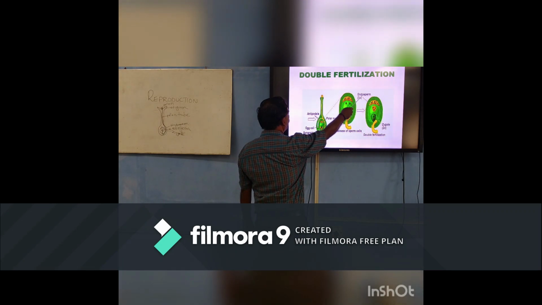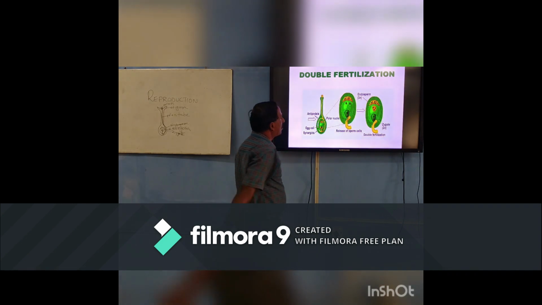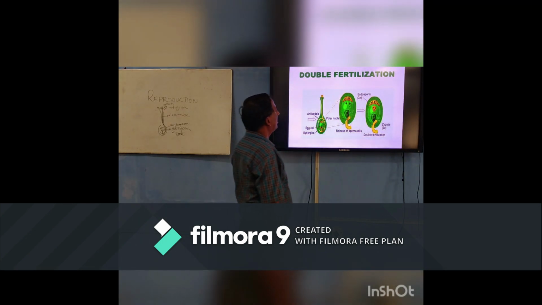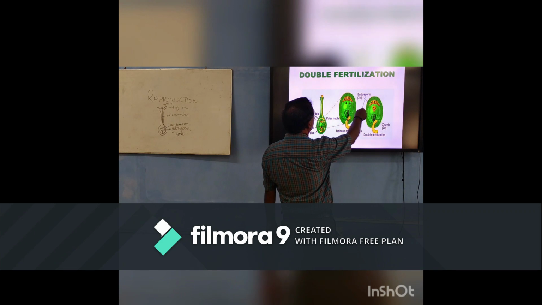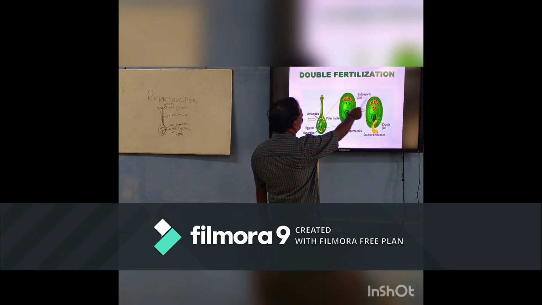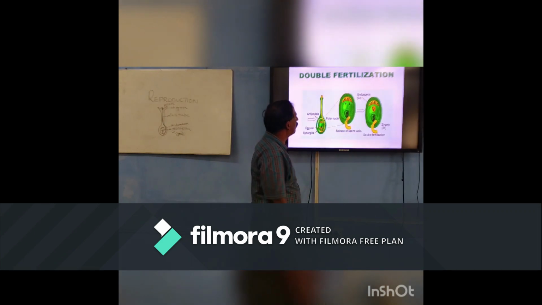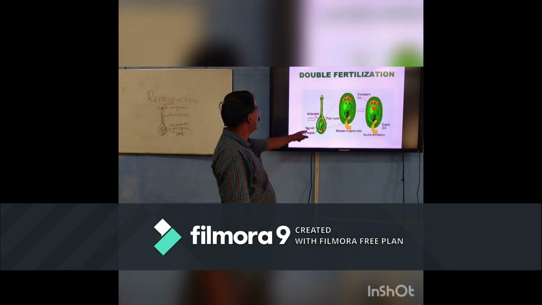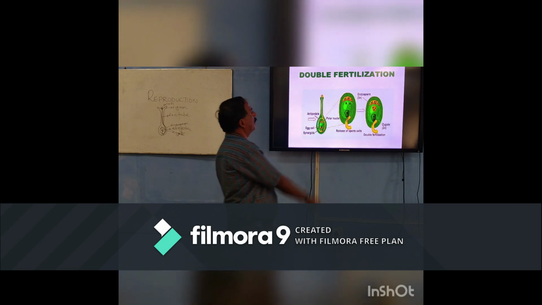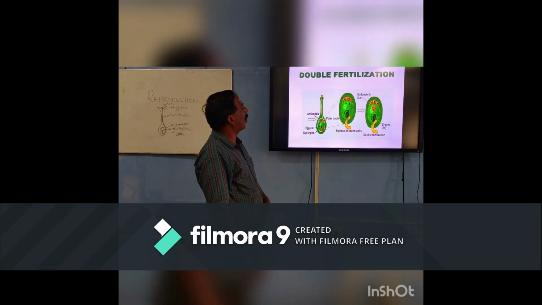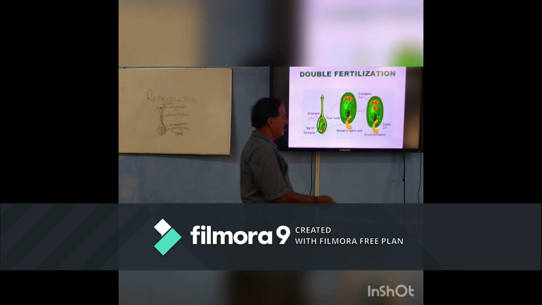Two polar nuclei plus the male gamete, three in total. So triploid endosperm is formed. In future, the endosperm will be providing nourishment to the embryo, and the embryo is developed from the zygote. The ovule becomes the seed and the ovary becomes the fruit.